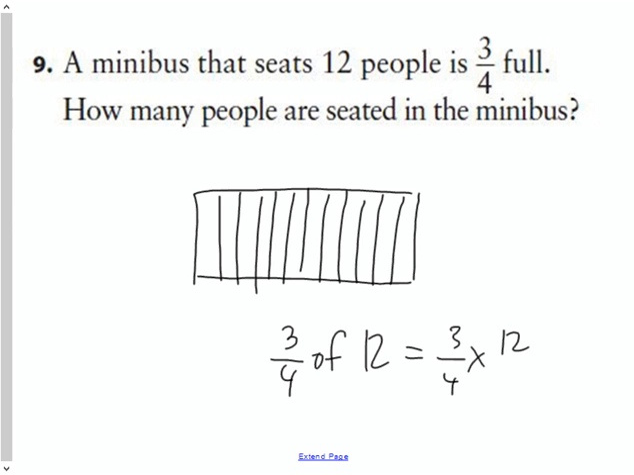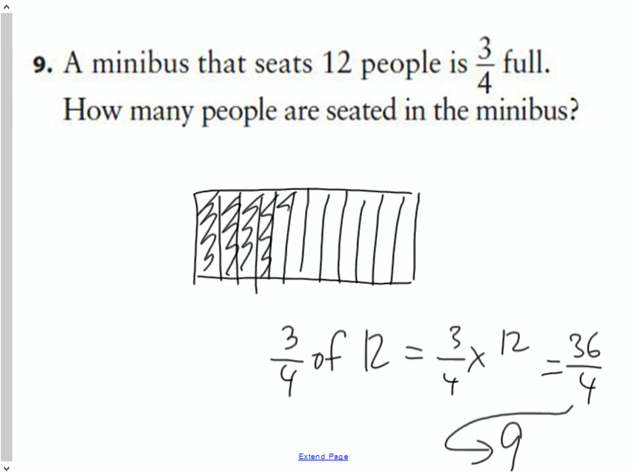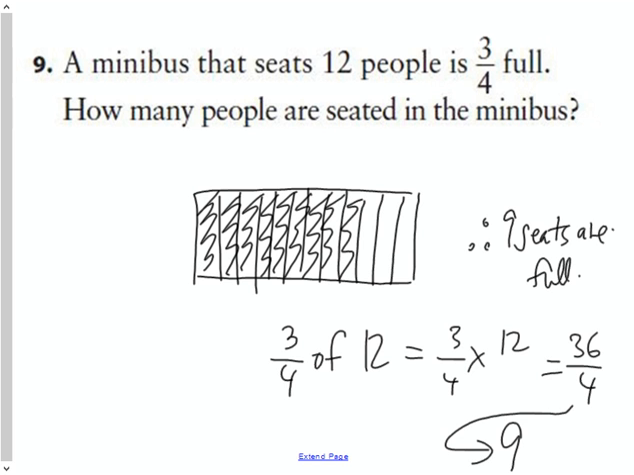If you had 3/4 and you multiplied it 12 of those 3/4, how many quarters would you have in total? You would have 36 quarters. 36 over 4 is an improper fraction, but as a mixed fraction, 36 quarters would be 9. So therefore, 9 of these 12 seats, 1, 2, 3, 4, 5, 6, 7, 8, 9 of those 12 seats would be full. And therefore, 9 seats are full. All right.